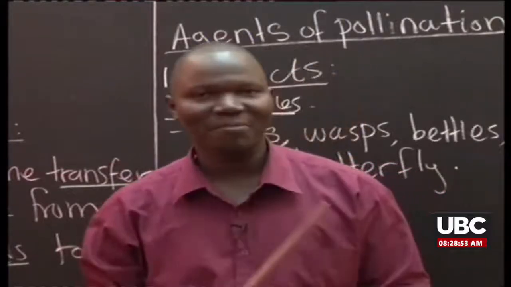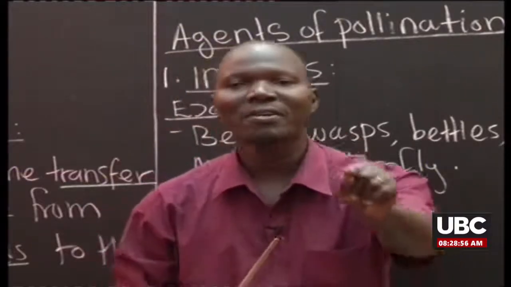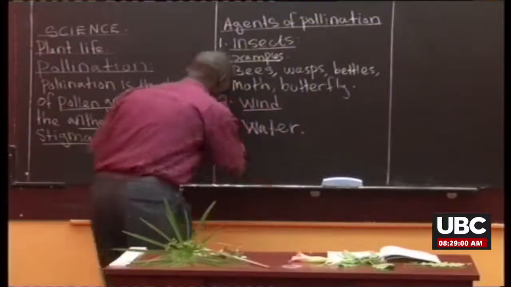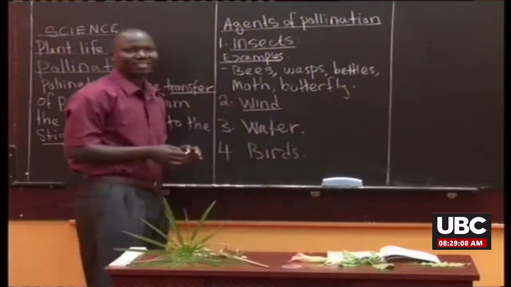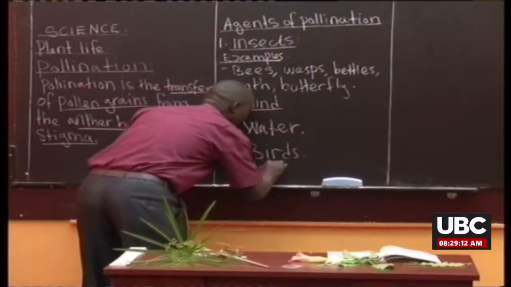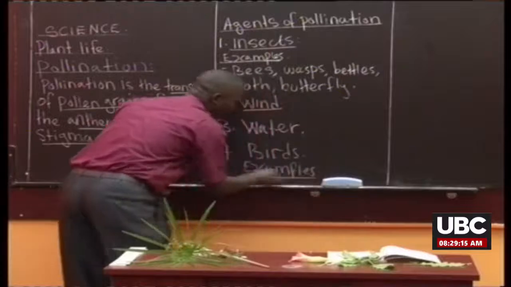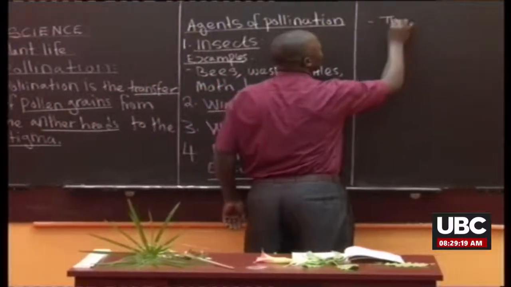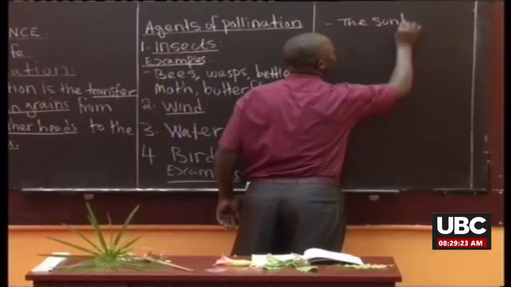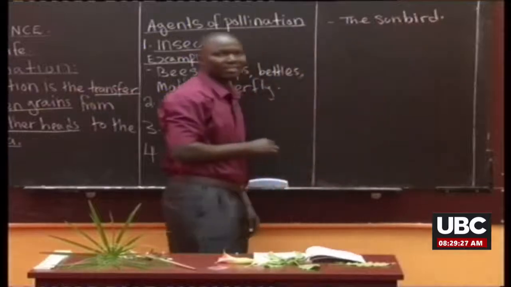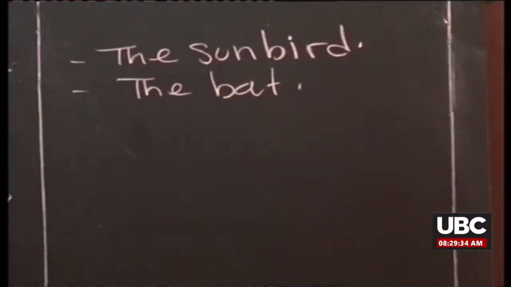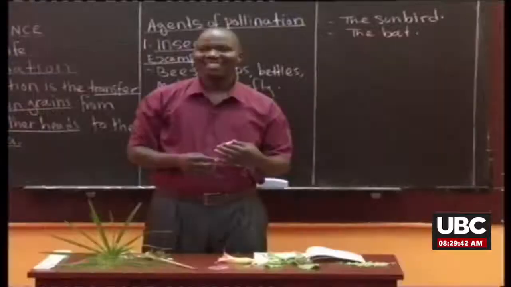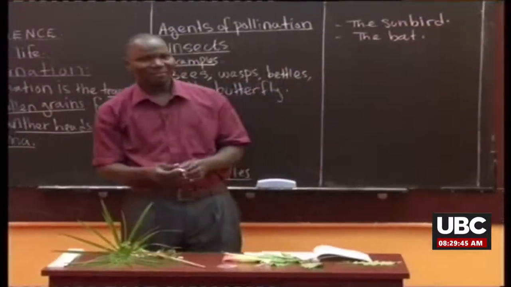And an example is the sunbird. That bird with a very long mouth. It helps a lot in pollination. So number four, we are talking about birds. Here, examples will include the sunbird. The sunbird. The bat. I do hope you know these birds in your local languages. The bat. All these pollinate your plants, your flowers.